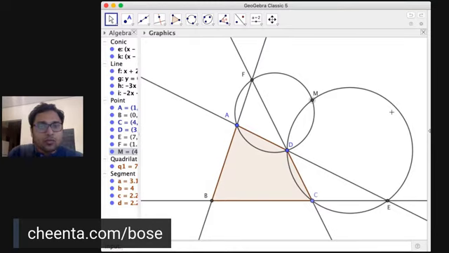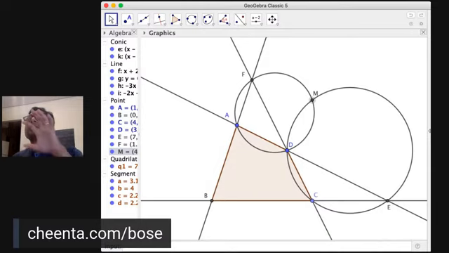Now, what I want to show is that this FBC, this particular triangle, if I draw a circle through that, that will pass through M. But first you have to appreciate that this is a non-trivial fact. 4 points may not always pass through the same circle. That's a very non-trivial fact.